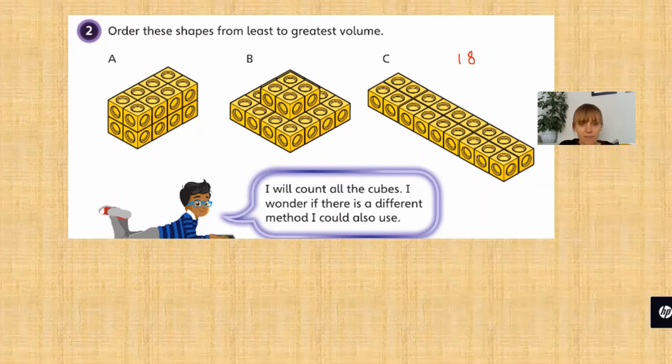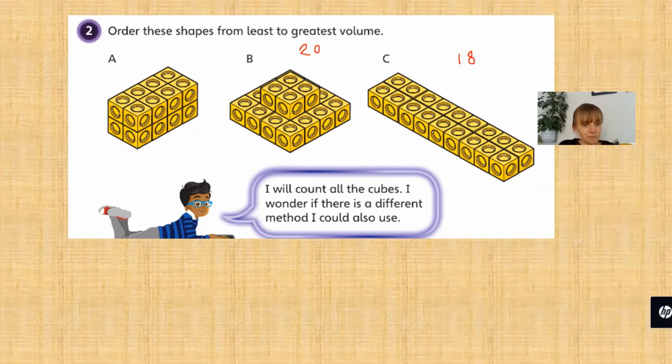Now B, I'm going to just ignore this 4 on the top, and I can see it's got 1, 2, 3, 4 by 1, 2, 3, 4. So there must be 16 on that bottom layer. And then I've got 17, 18, 19, 20. So far, the greatest volume is B, isn't it? Because it's got 20 unit cubes.